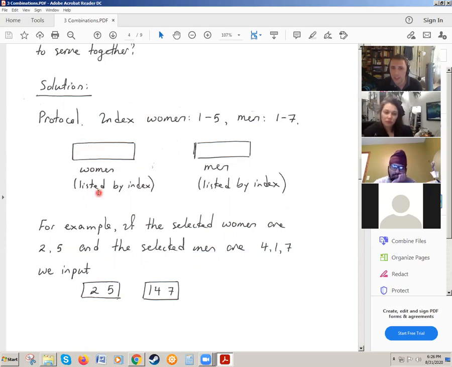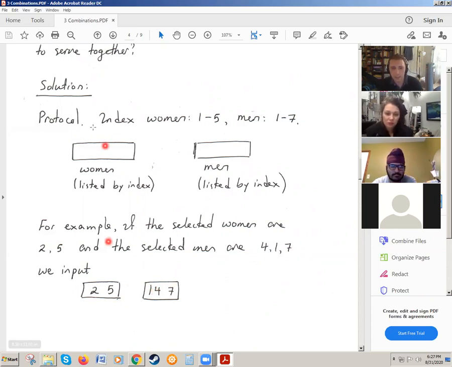How many ways to select women? This corresponds to 5 choose 2. Right? So for example, if the women that were chosen are labeled 2 and 5, I have to put 2 first and 5 second. Okay. If the men that were selected were 4, 1, and 7, I have to put 1, 4, 7. I have to put it in order.